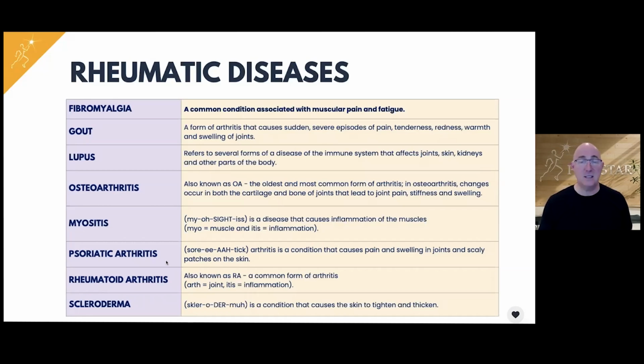Myositis is a disease that causes inflammation of the muscle, by its name. Myo means muscle, itis means inflammation. Psoriatic arthritis, often we know psoriasis by what we see on the skin, but it is systemic. It can also affect the joints themselves. And then rheumatoid arthritis, also known as RA, a common form of arthritis. And we're going to talk about that in just a second.